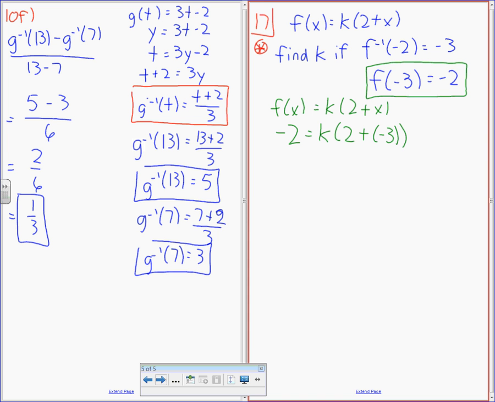Okay, so negative 2 equals k times 2 minus 3, so negative 2 equals negative k. And that's a fabulous question. I've asked that in previous courses on their tests, on the first test, just to see if people understand what inverse is.